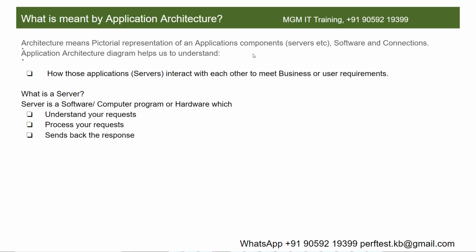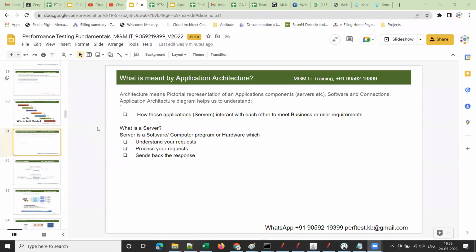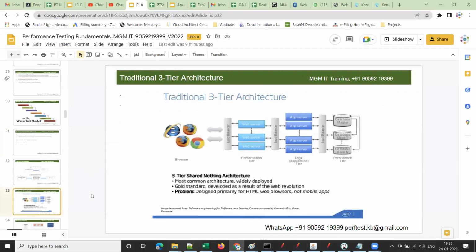So let me go to the architecture diagram of a typical 3-tier application architecture. Okay, so here you go. This is a typical 3-tier architecture of a 3-tier application. This is a traditional 3-tier architecture diagram. Now what does this diagram represent? It is a pictorial representation of different components.